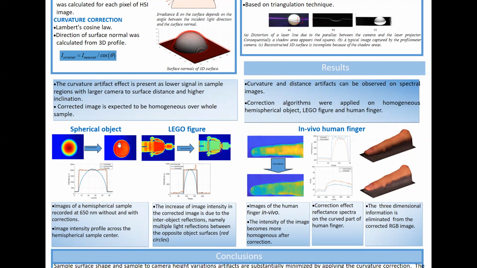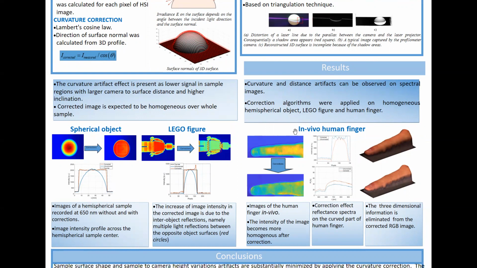If we look at the plot below these images, the black dashed line is indicating how our intensity profile would look if it was ideal. Our corrected intensity profile gets quite similar to the ideal one, to the red one right here. On the Lego figure, the results are a little bit less perfect. We can also notice some increase of image intensity on some parts of the images, which are here in these red circles. This is due to inter-object reflections between opposite surfaces.